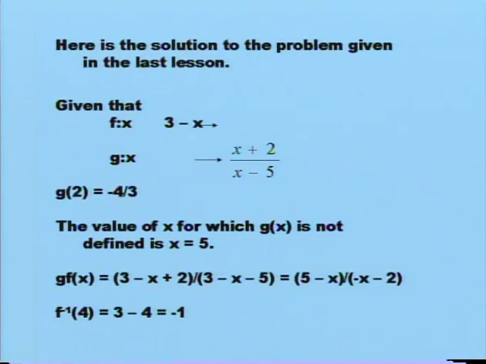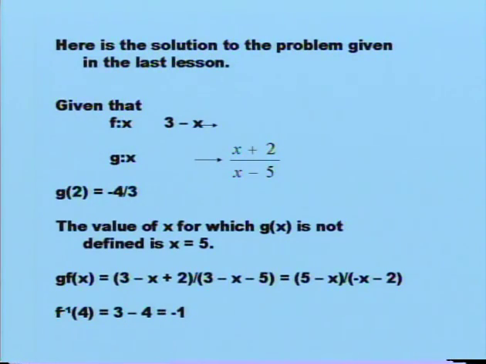We have to substitute 2 in the g function. Substituting 2 in the g function will give us numerator 4 and denominator minus 3. And that now can be expressed as minus 4 over 3, or minus 4/3.